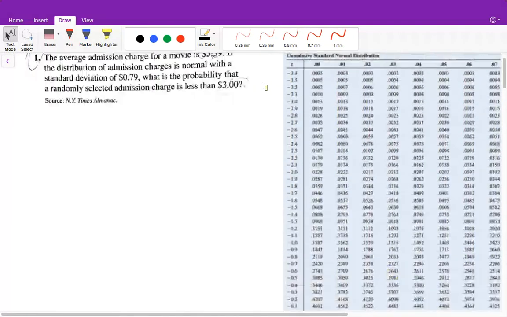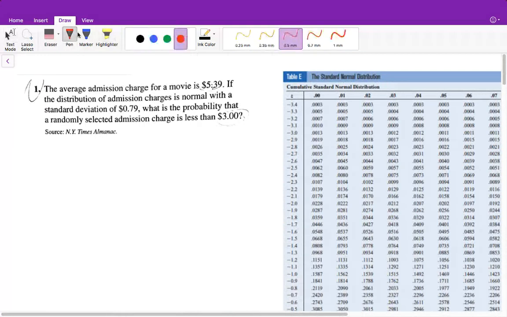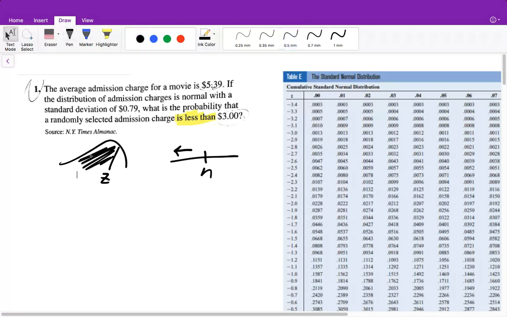So when you start this question, it says the average admission charge for a movie is $5.39. If the distribution of admission charges is normal with a standard deviation of 79 cents, what is the probability that a randomly selected admission charge is less than $3? So since we're doing less than $3 on a number line, less than any number is to the left. So that means all of these areas are what is less than our z-score. It's everything that is less than it.